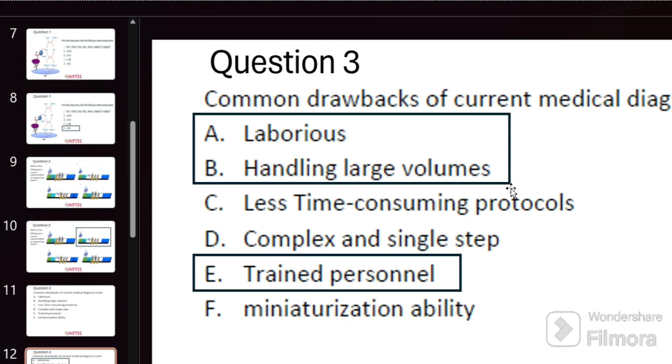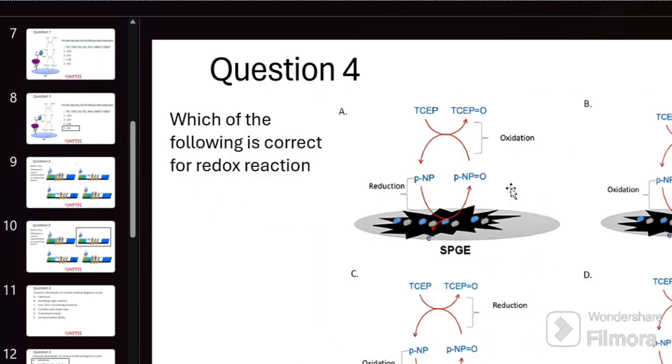The next is a very simple question: what are the common drawbacks of current medical diagnostics? These are the drawbacks. It's laborious, it requires a large volume, and it requires trained personnel. That is something which is being tried to be eliminated using point of care devices.